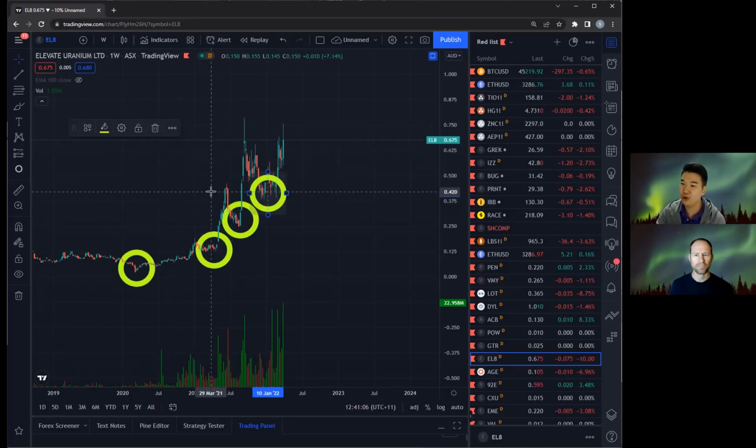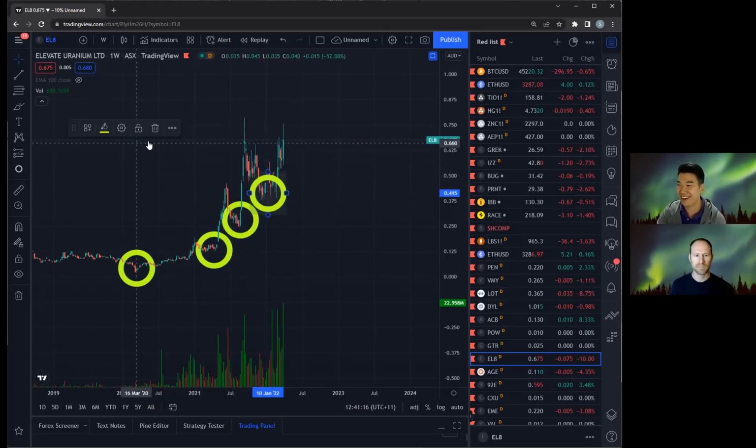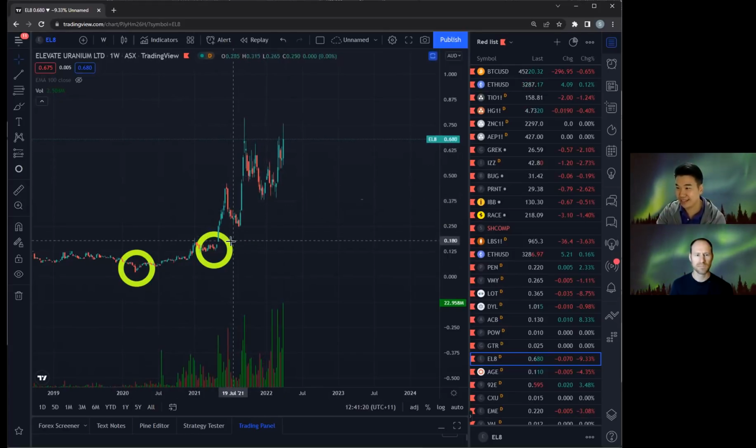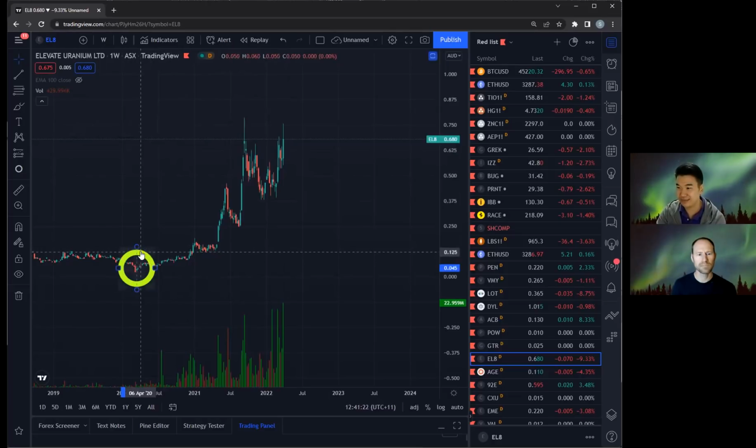So then on a weekly chart, the long-term trend is very clear in that it's an upward trend. So that's when I get really interested and go back down to daily charts.